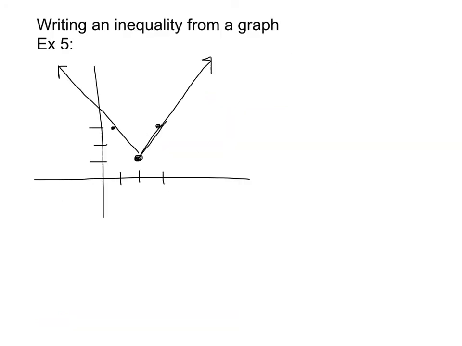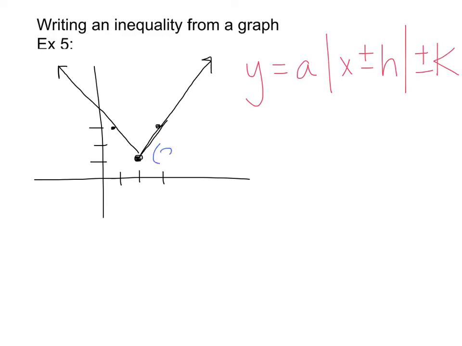In example 5, we are going to go from writing an inequality from a graph that is given to us. So in example 5, we have an absolute value graph. I know it's an absolute value graph because my graph is a V, so I'm going to use my general form y equals a times the absolute value of x plus or minus h, and then plus or minus k. So the first thing that's going to be very helpful when we're doing this is identifying your vertex. So the vertex is at 2, 1. So 2 is my h value, 1 is my k value.